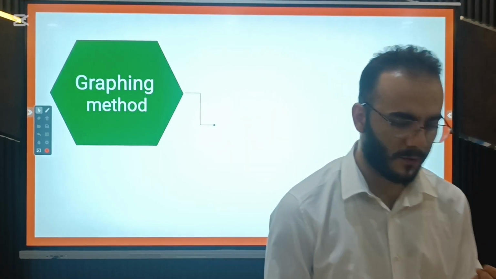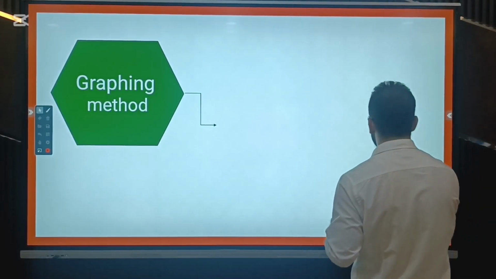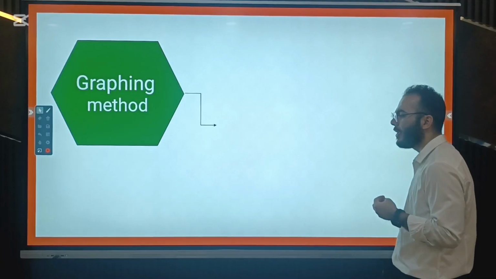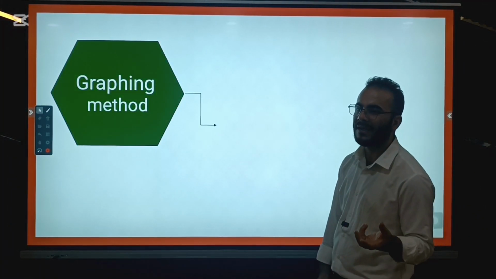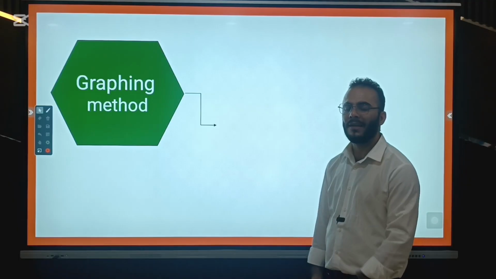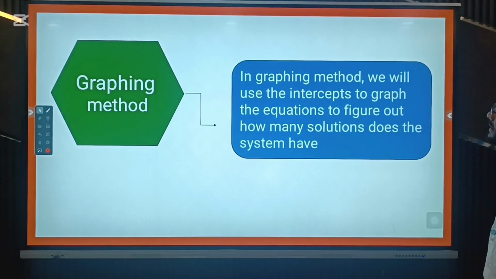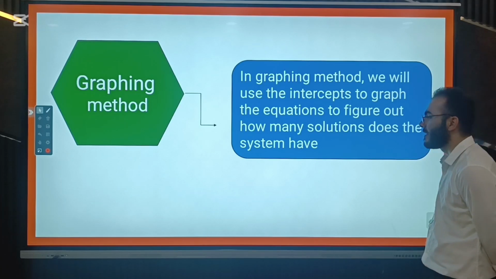Let me just check whether the video is okay or not. Yes. So we need to know the intercepts of a linear function in order to graph it, because finding the intercepts is the easiest way to graph a linear function. Perfect. So let's see what we have about graphing. In the graphing method, we will use the intercepts to graph the equations. For what reason? To figure out how many solutions the system has.